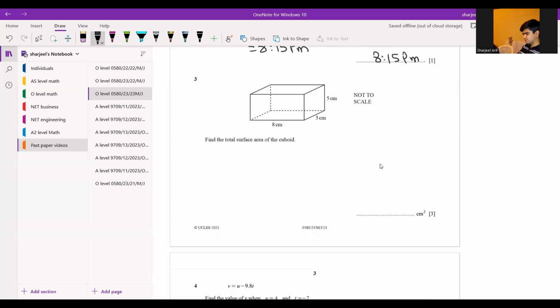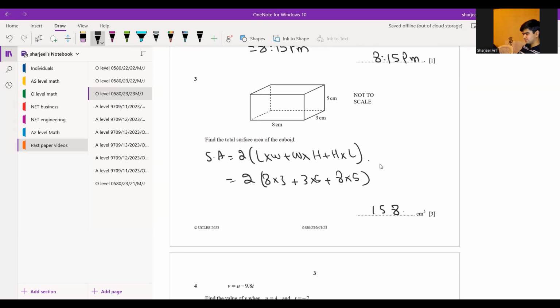For the next part, we have to find the surface area. The surface area formula is 2 into length times width plus width times height plus height times length. So we will have 8 into 3 plus 3 into 5 plus 8 into 5. So the sum will be equal to 158 centimeter square. That would be our answer.